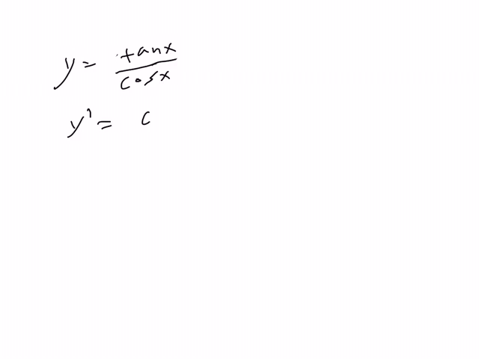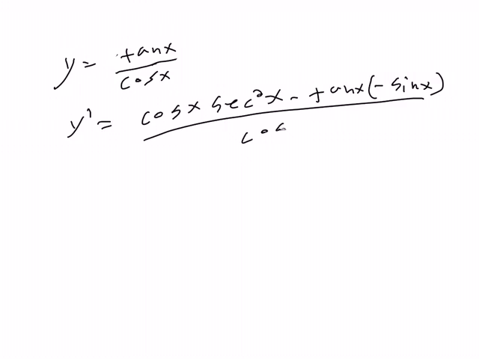So cosine x secant squared x minus tan x negative sine x over cosine x squared. Okay.